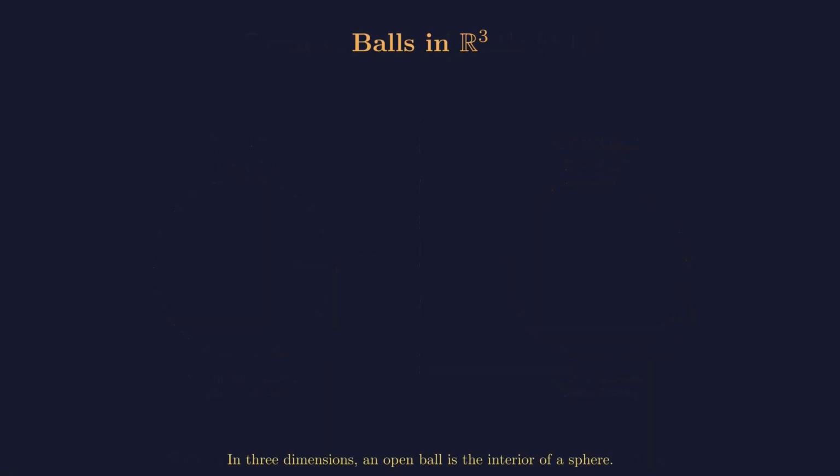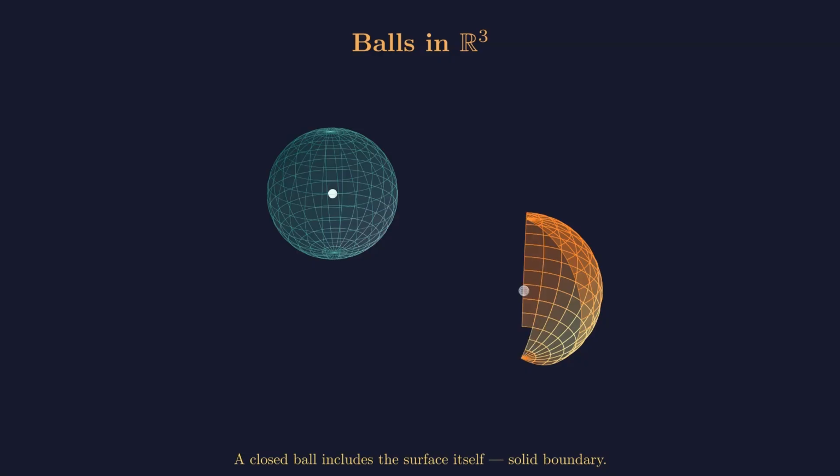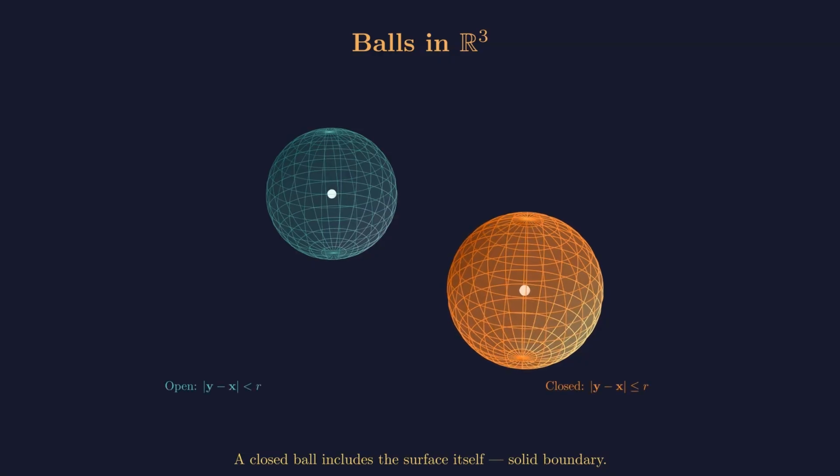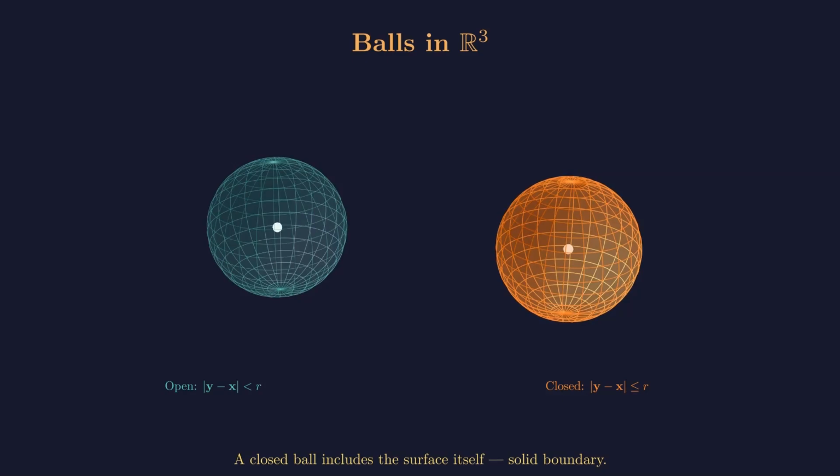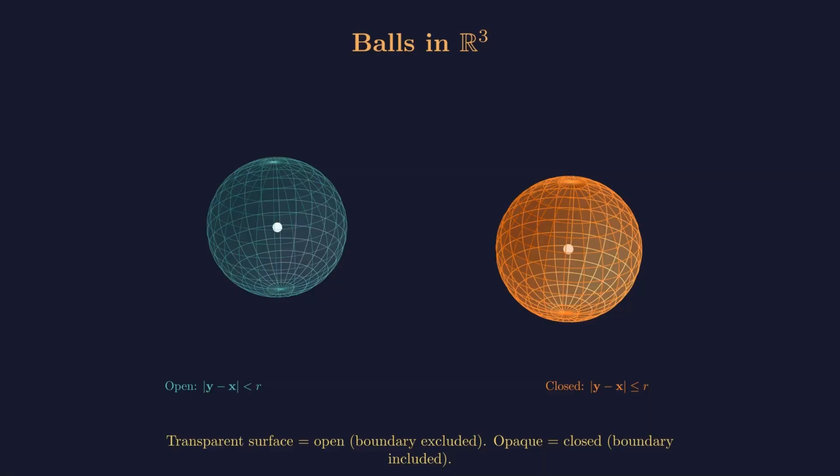In R3, balls become spheres. The open ball is transparent. The surface is not part of the set. Only the interior counts. The closed ball is solid. The surface belongs to the set. Every boundary point included. Same center, same radius, but a fundamentally different relationship with the edge.